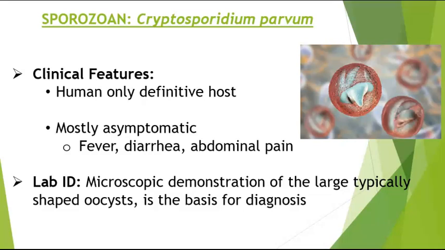Okay, for Cryptosporidium parvum, clinical features: humans are the only definitive host, but they can be found in other animals as accidental hosts. Most cases are asymptomatic, but you can have fever, diarrhea, and abdominal pain in patients. For the lab ID, you have a microscopic demonstration of the large shaped oocyst, and that's usually the basis for diagnosis. You see the oocyst in your feces or fecal samples.